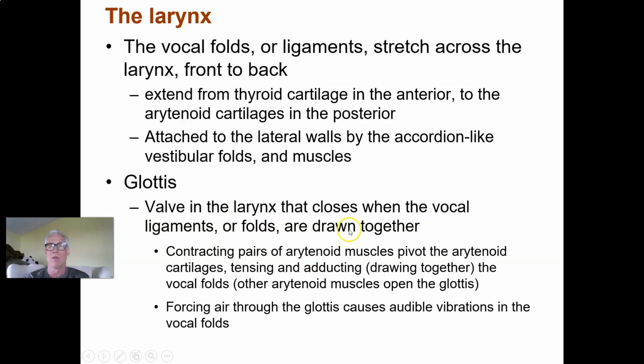Pairs of arytenoid muscles will contract and cause pivoting of the arytenoid cartilages, which tense and adduct those vocal ligaments and close off the opening to the trachea, the glottis. Forcing air between the vocal ligaments when the glottis is closed will cause vibrations which are audible.